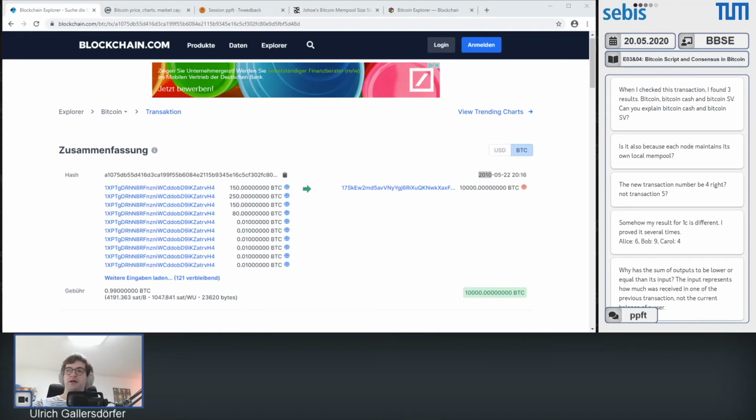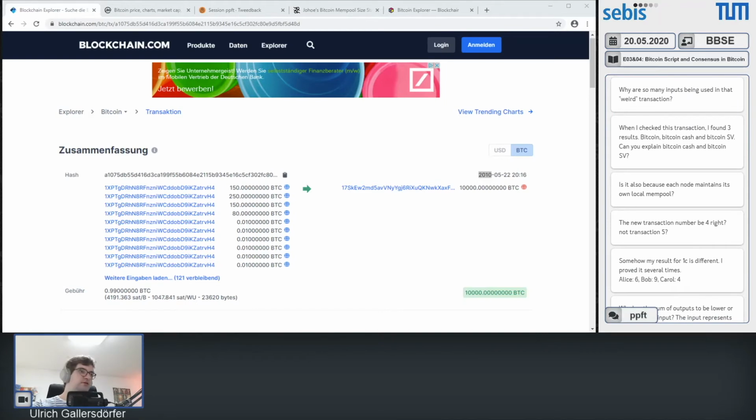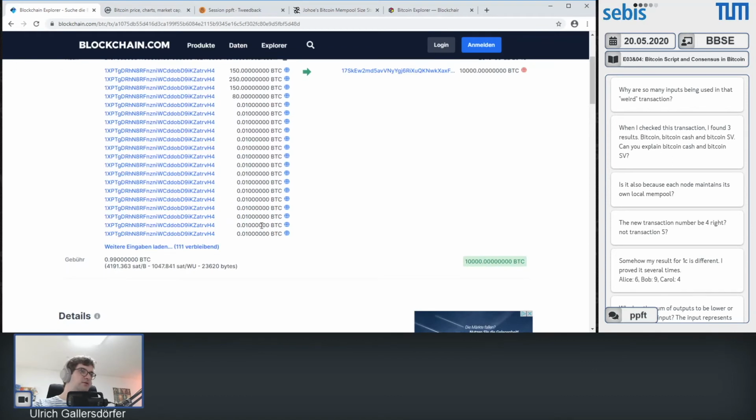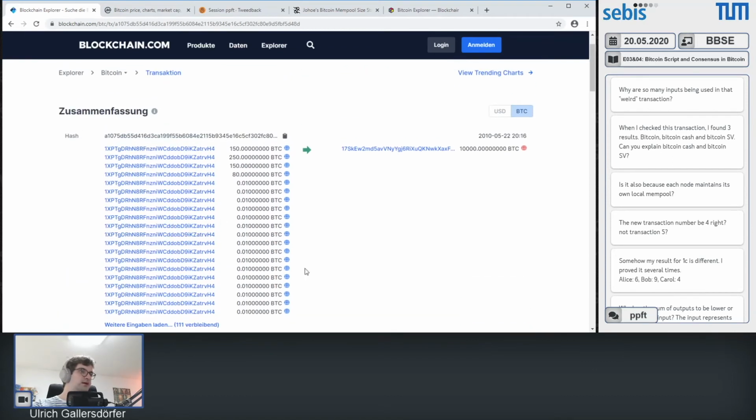Then also the question is, why are so many inputs being used in this transaction? There are over 130 inputs there, it seems. And the reason for that is that the person who sent these 10,000 Bitcoin did not receive 10,000 Bitcoin in one transaction, but in many, many transactions. And the guy needs to combine all these outputs into one single transaction. Otherwise, he cannot spend it as a single transaction.